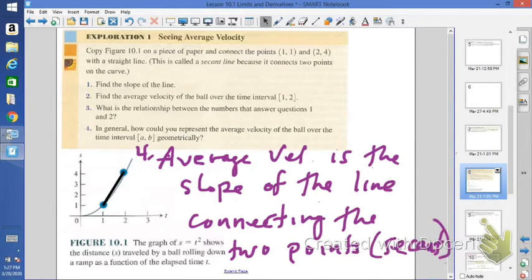Okay, so if we were given a graph and we had to find the average velocity over a certain interval, we would plot the points on the graph, connect them with a line, and then approximate the slope. So that slope would be an approximation for average velocity.